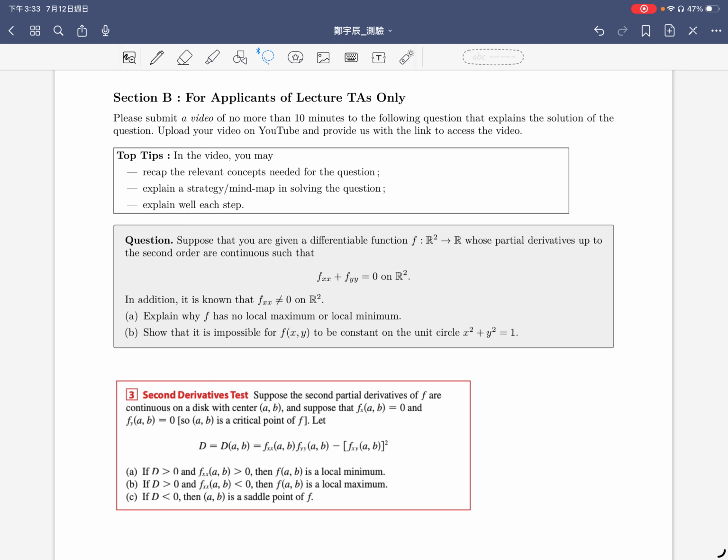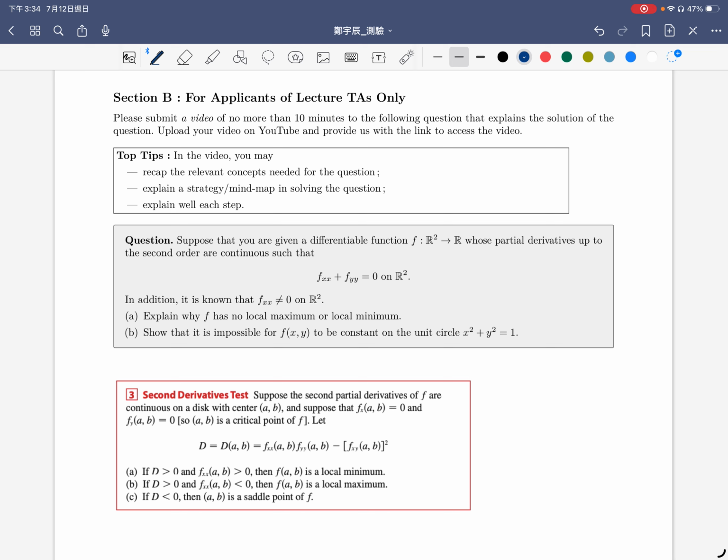Suppose that you are given a differentiable function f whose partial derivatives up to the second order are continuous such that the second derivatives fxx plus fyy equals 0 on the whole R2 plane. In addition, we're given that fxx does not equal 0 on the whole R2 plane. The question is, please explain why f has no local maximum or local minimum.